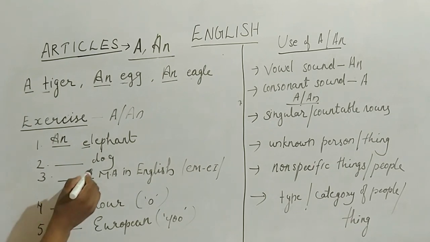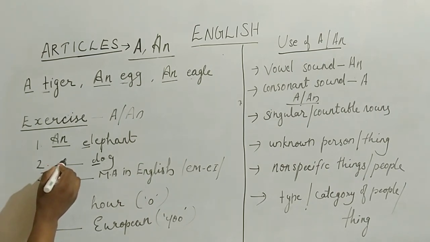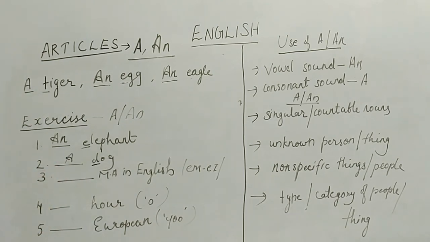Second example, the word is dog. The beginning sound is d, dog, d. So it's a consonant sound. We have to write here, can you say which article? Yeah, a dog. So the first sound is a vowel sound, not just a vowel letter. Where a vowel sound is there we have to use an, and for a consonant sound we should use a.